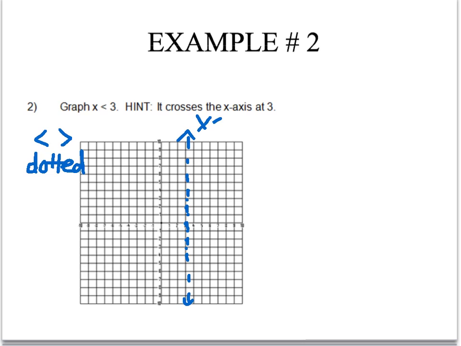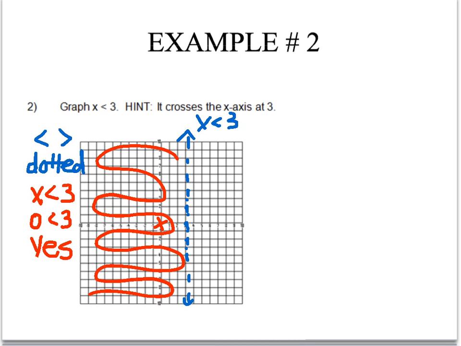And I'm going to label it x less than 3, and then I am going to pick my test point. Again, I'm going to use 0, 0. So I need to know, is 0, 0 going to work for this? Well, the only coordinate I need is the x coordinate, which is 0. Is 0 less than 3? 0 is less than 3. So this is yes, this is true, and so I'm going to shade that side where that 0, 0 is. You can also think of it as, where are the values that are less than 3? They're all this way. So I'm going to shade that side of the graph.